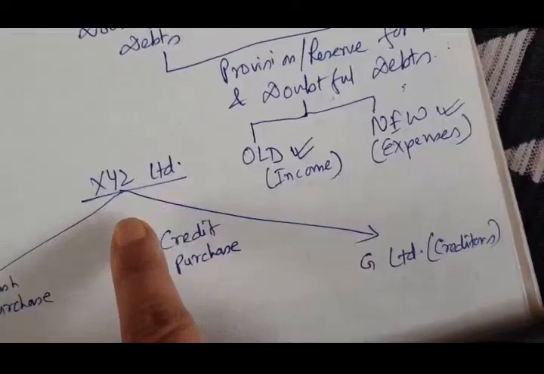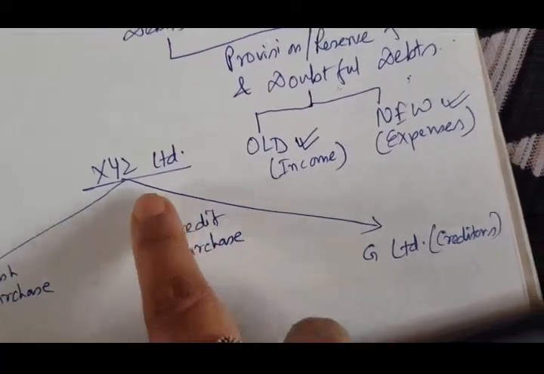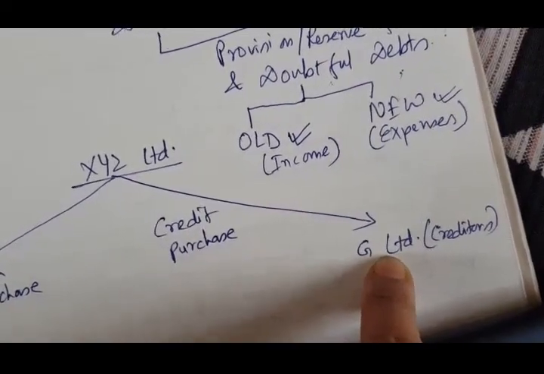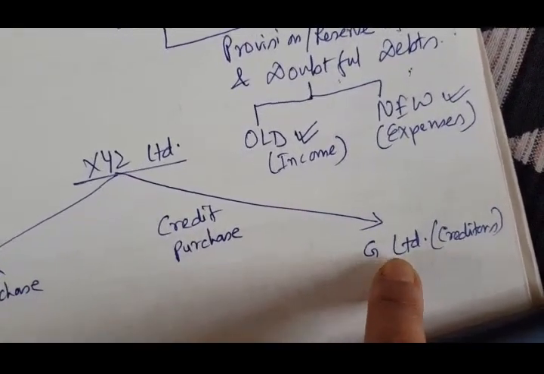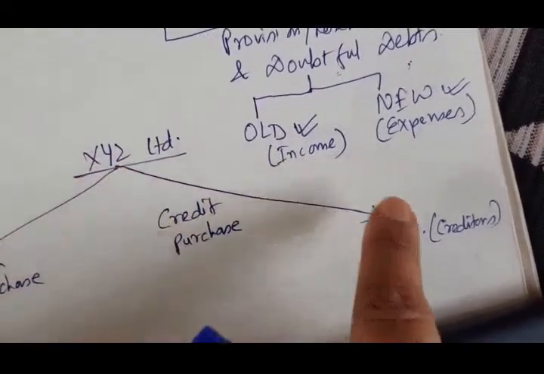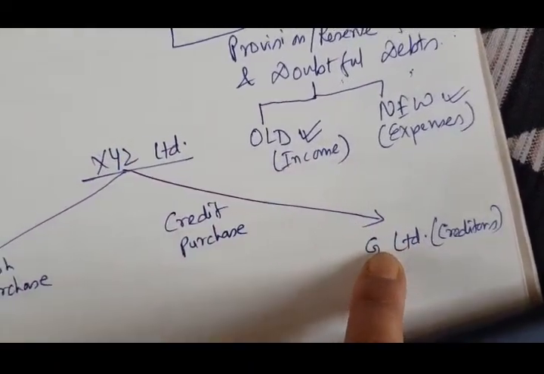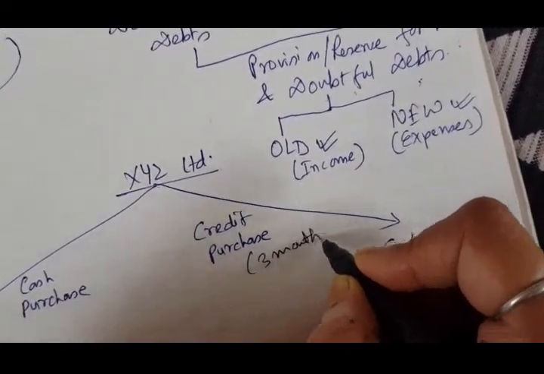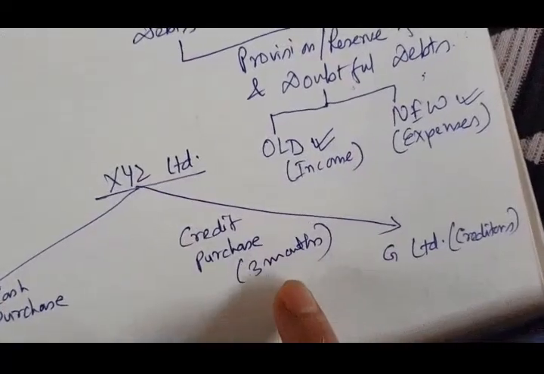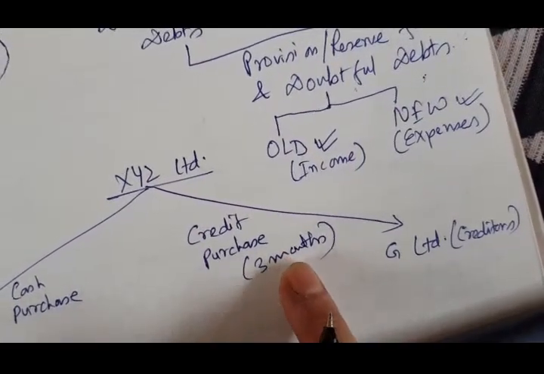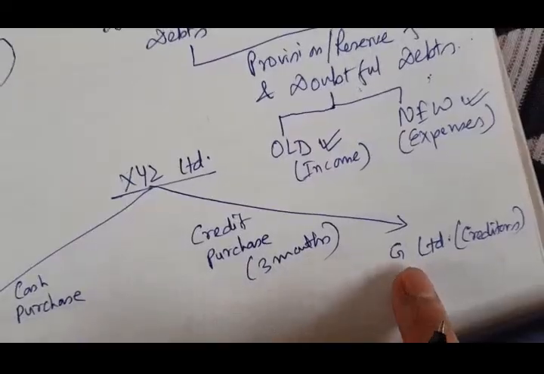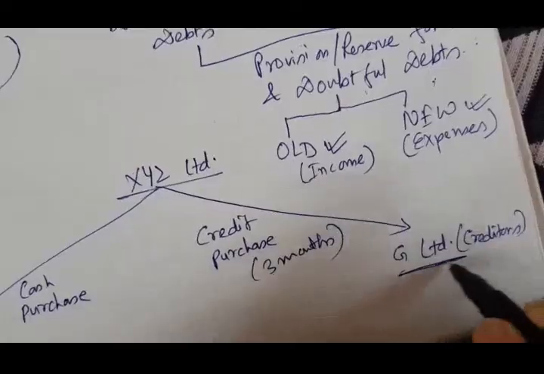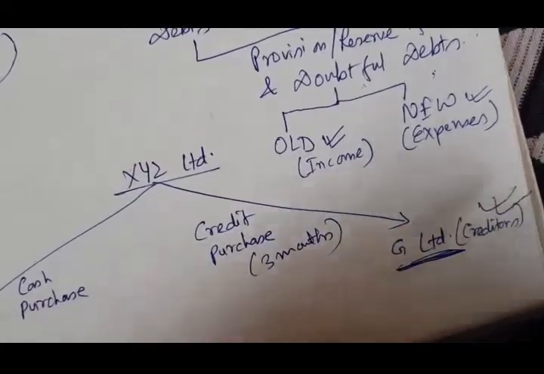Now another is credit purchase. Credit purchase means, say we have purchased goods from G Limited on credit. Credit means we will pay money afterward. Now we will pay G Limited afterward, maybe after 3 months, say the credit period we have been given is 3 months. So up to these 3 months, unless and until we pay money to G Limited in full, G Limited, this particular supplier, is known as the creditor of our company.